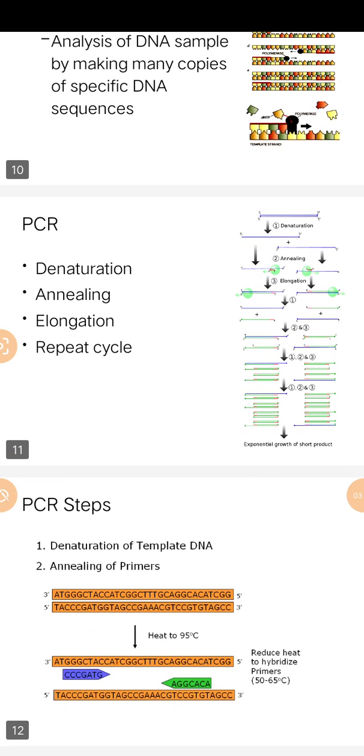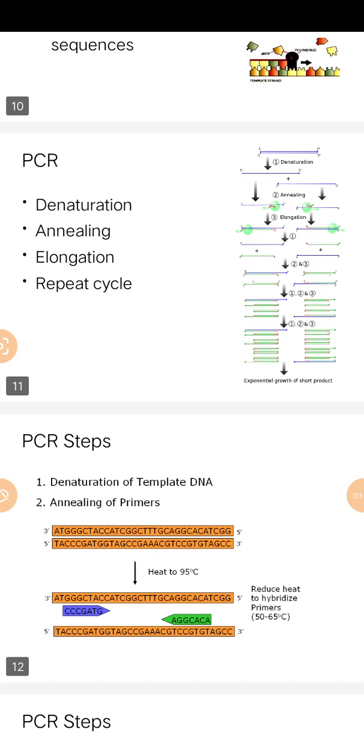Here are the steps of PCR. First step is denaturation, second is annealing, and third is elongation. For multiple copies of DNA, we have to repeat the three steps of PCR.